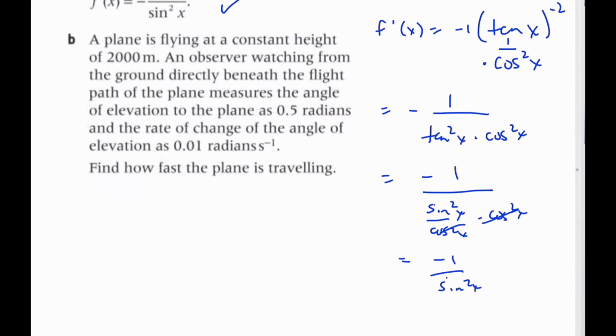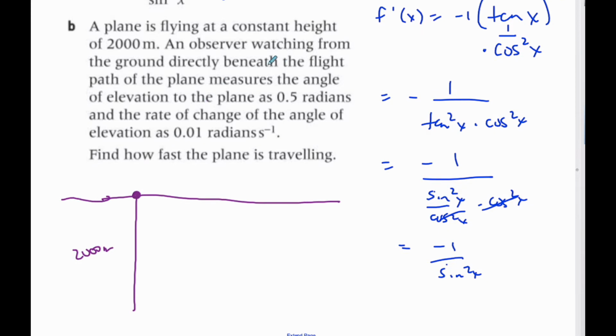All right, so now in doing part b, I have an airplane. Here's an airplane. It's flying. Here's the flight path of the airplane. And the airplane is here. It is 2,000 meters high. And so the observer is watching the ground directly beneath the flight path and measures the angle of elevation of the plane at 0.5 radians.